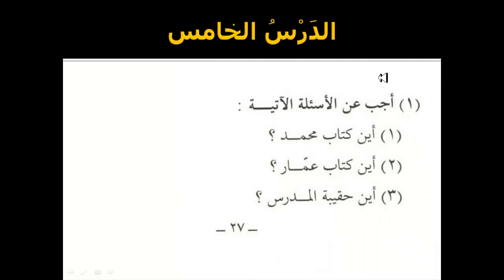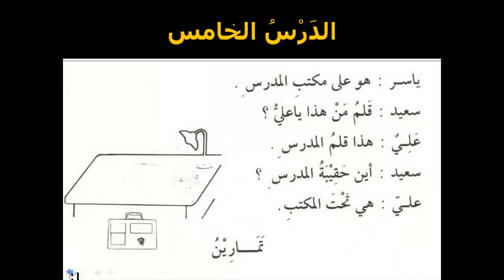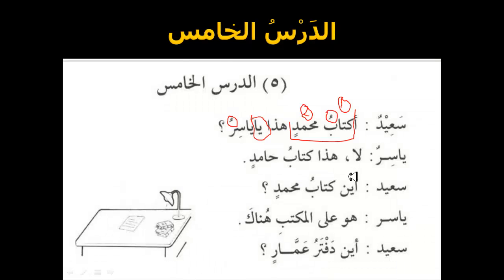Then we have Tamareen, which is the exercise. Ajib an al-asilatil atiyah. Here, answer the following questions. Aina kitabu Muhammad? So to go back, we got to go back. Huwa ala al-maktabi hunaka. Or you could just say Huwa ala al-maktabi. That's the answer.